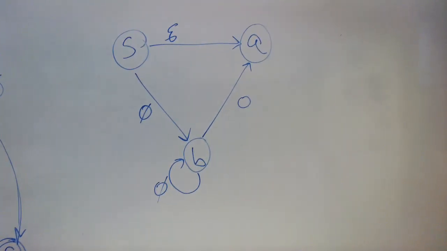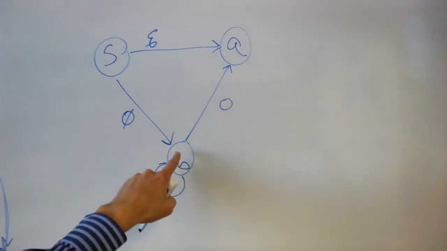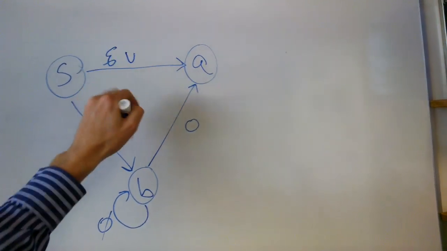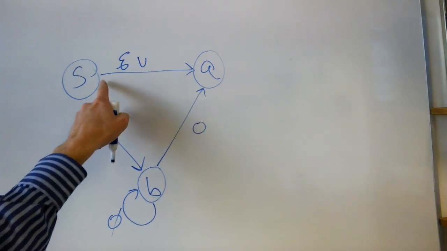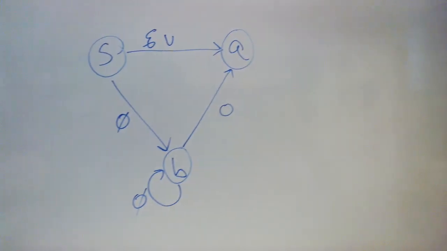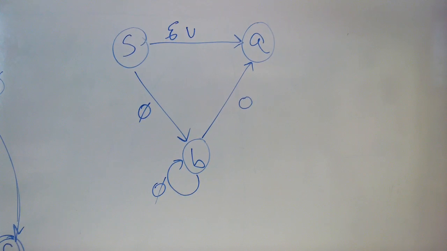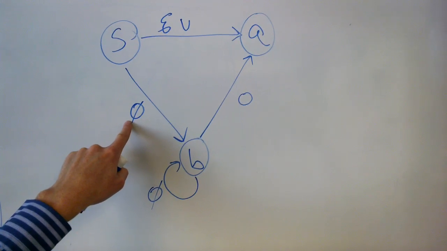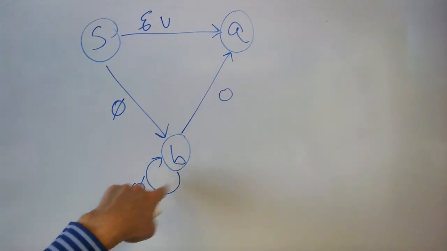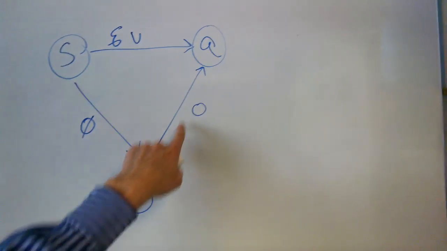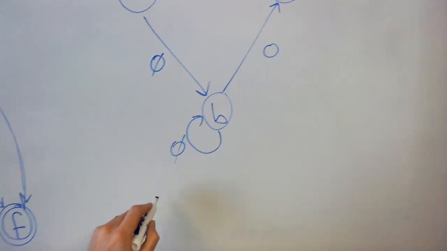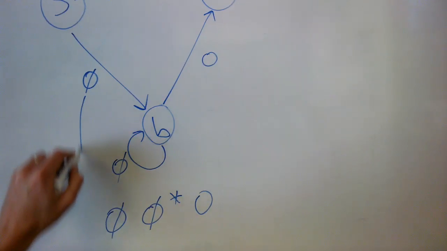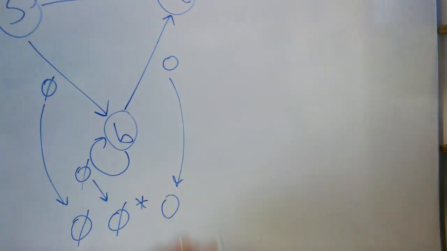So what I do is I look at this triangle and I say, what's a regular expression that describes going from S to A through B? And then I'm going to take that regular expression and union it with the regular expression that tells me how to get from S directly to A. So in this case, the regular expression for the path from S to B to A goes like this. I start in S, I take this transition labeled with an empty set. Now I'm in B, and I can repeat this transition 0 or more times. And then I go from B to A on a 0. So in regular expressions, that looks like empty set star, 0.